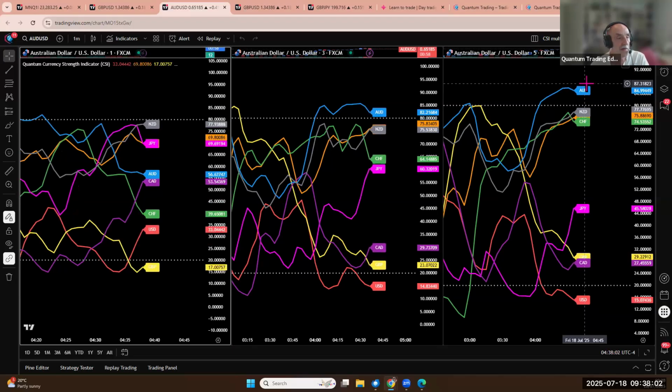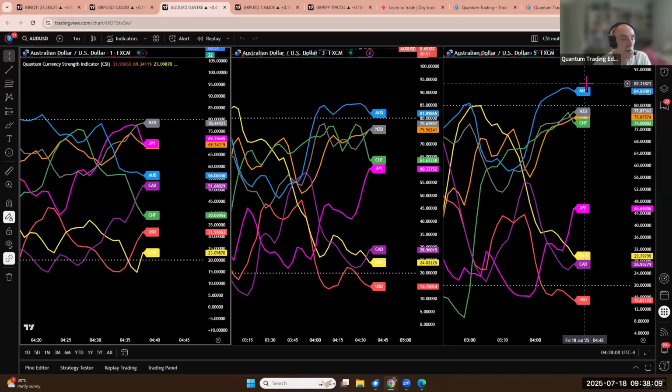And this is the key with currencies, with currency markets. They will constantly oscillate from overbought to oversold. It is what we call a market of pure mean reversion.